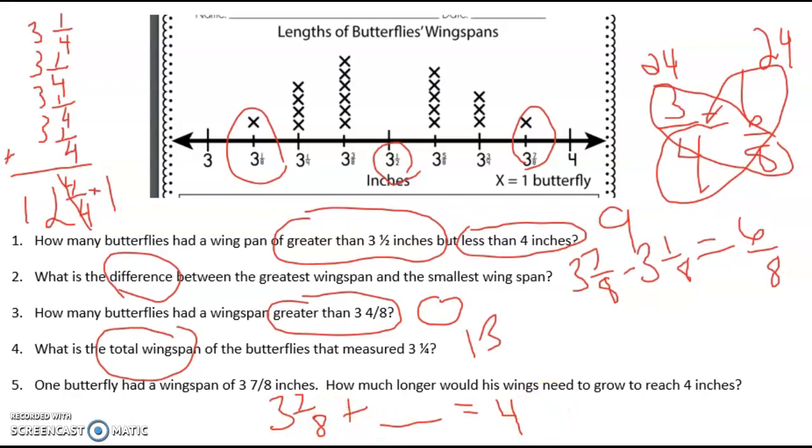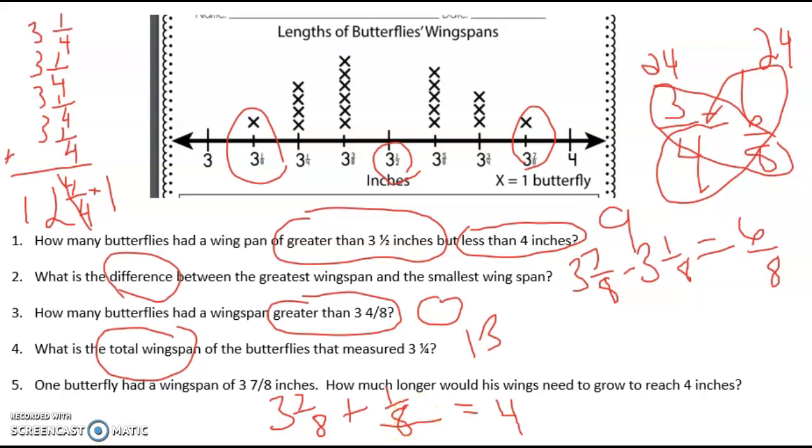What would you add to 3 7/8 to get to 4? How many eighths does it take to get, we want this whole to become a 4. 7/8. 1 more eighth will give you 8/8. And if you have 8/8, that would be equivalent to a whole. So it would be 3 and 1 whole, and that would give you your 4. 7/8 and 1/8 give you 8/8 plus that 3. Okay, so he needs to grow 1/8 inches longer.